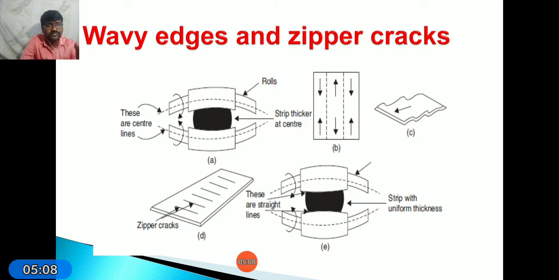For the roller, we have to change the design. In the center, we have to use a convex shape. By modifying the design of the rollers above and below, we overcome the effect observed here. The workpiece thickness is then uniform from center to edge. By using this, we overcome the wavy edges and zipper cracks.